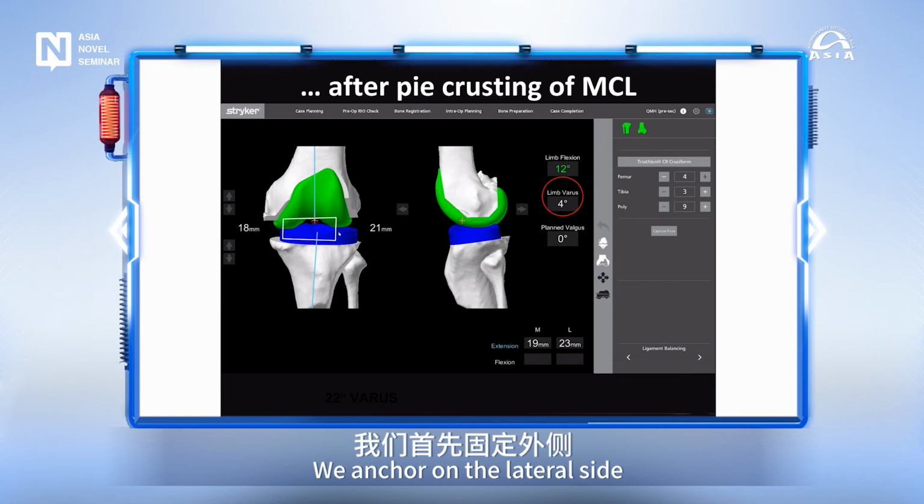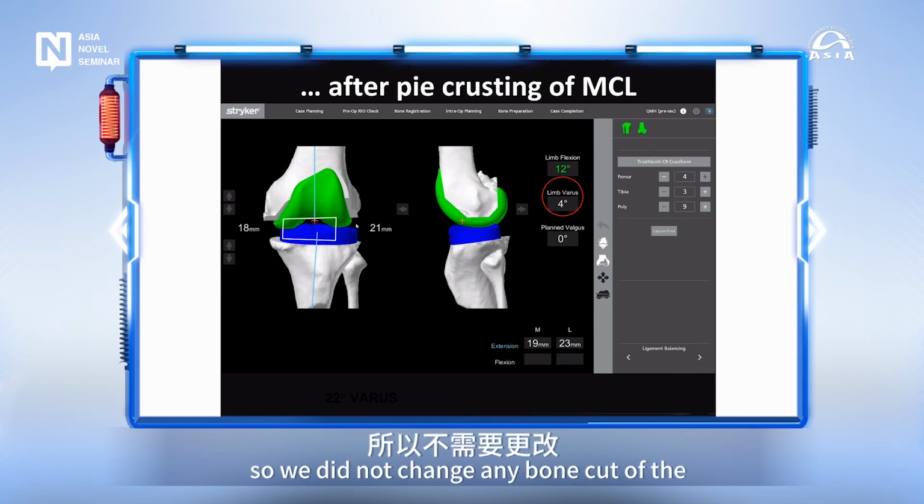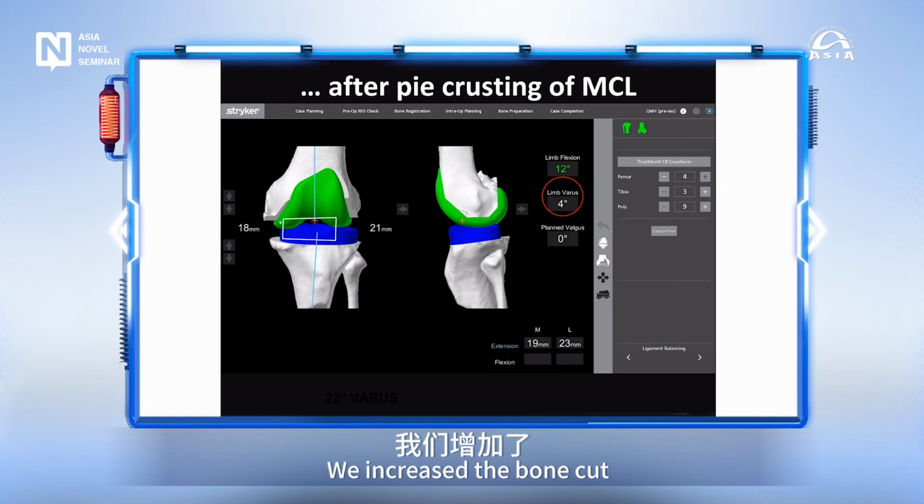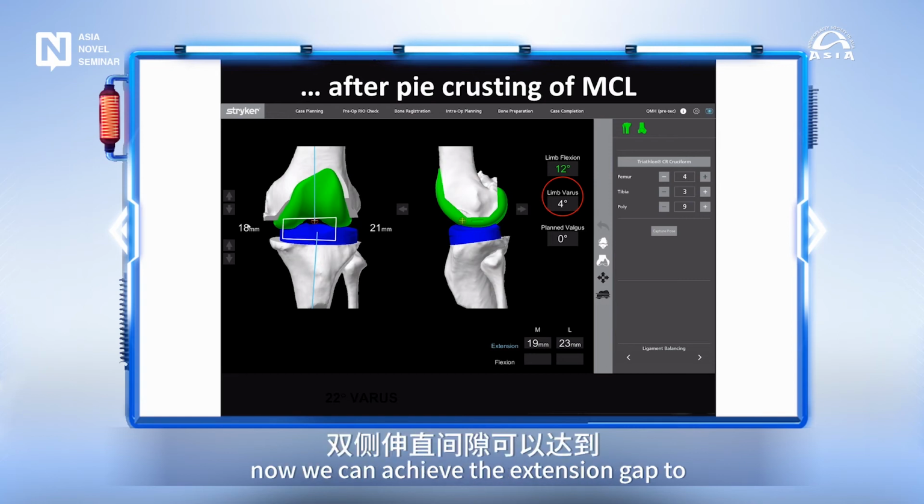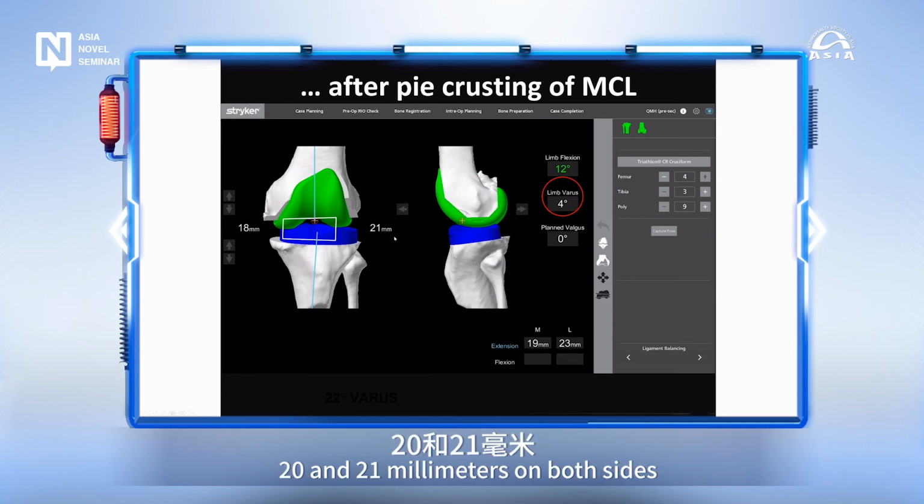We anchor on the lateral side. So we did not change any bone cut of the lateral distal femoral condyle. We increased the bone cut of the medial distal femoral condyle. So after we change the position, now we can achieve the extension gap of 20 and 21 millimeters on both sides.